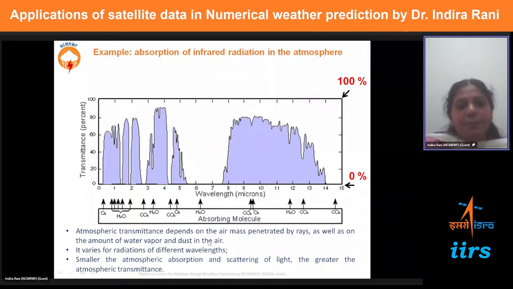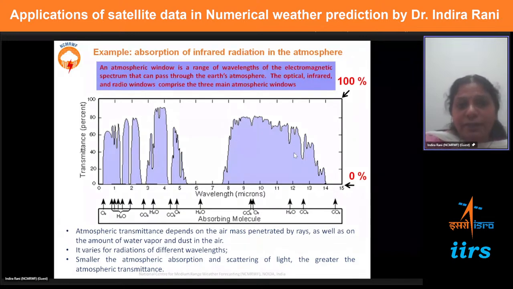Atmospheric transmittance depends on the air mass penetrated by the rays, as well as on the amount of water vapor and dust in the air, and it varies for radiation of different wavelengths. The smaller the atmospheric absorption and scattering of light, the greater the atmospheric transmittance. Here you can see that in some wavelength ranges the atmospheric transmittance is above 80, so the atmospheric absorption is smaller in this region, and the transmittance is very high.